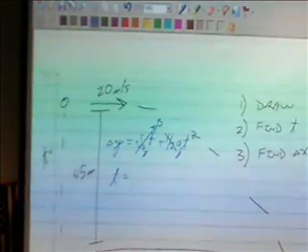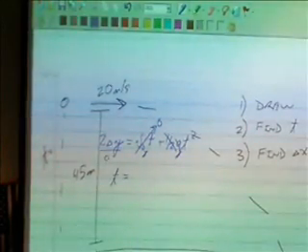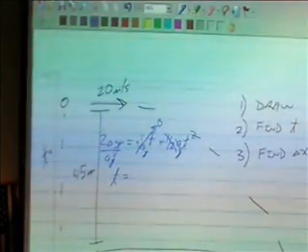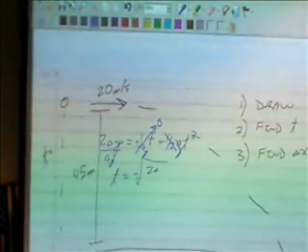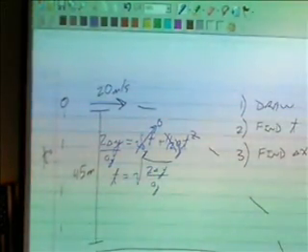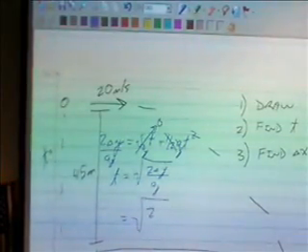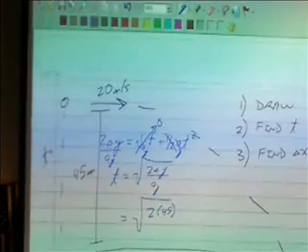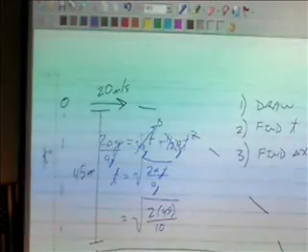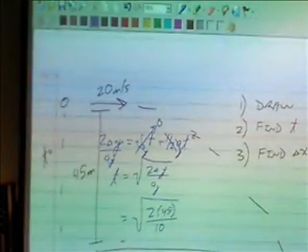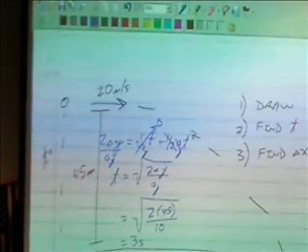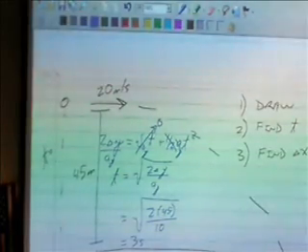And just by doing a little algebra magic, I get that t squared is 2 delta y over a in the y direction. So t is the square root of 2 delta y over a y. So, what is that? That's 2 times 45 meters divided by 10 meters per second squared. That's 90 over 10, which is 9. The square root of 9 is 3 seconds. So it takes 3 seconds to fall 45 meters. That's nothing new. We knew that already.